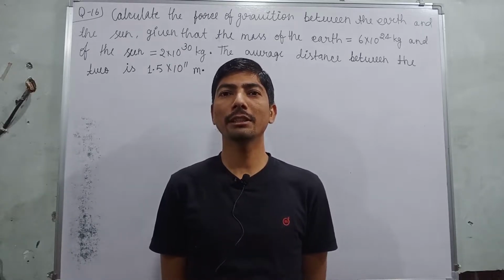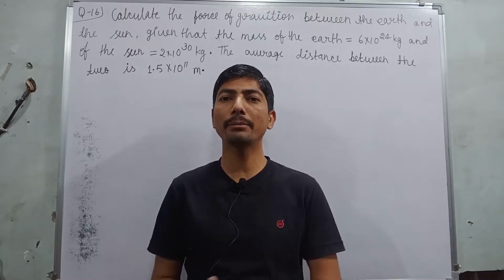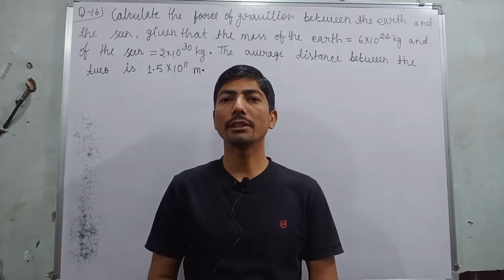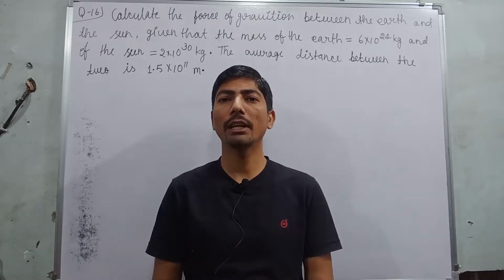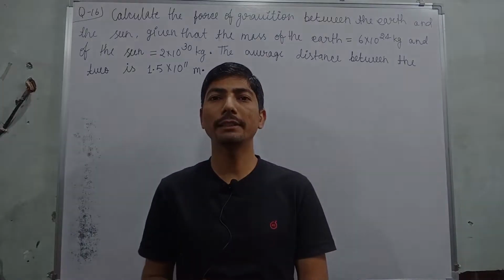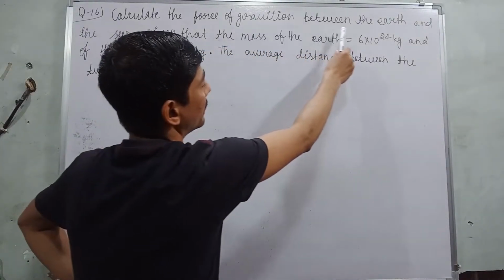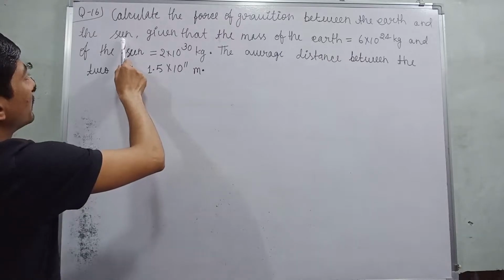Today I am going to discuss a question from class 9th science chapter 10, Gravitation. This question is taken from the exercise questions. Question number is 16. Before going to discuss this question, I request you to please watch the entire video. Don't skip it, okay? So let's start. Question number 16: Calculate the force of gravitation between the earth and the sun.